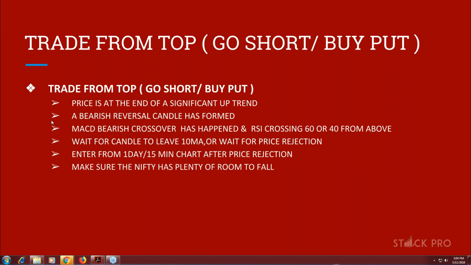So what are the conditions? Price is at the end of a significant uptrend, meaning the stock has been just going up and up and up. A bearish reversal candle has formed. So what is a bearish reversal candle? Stock opens gap up and then comes down and closes below the previous candle, right? That's a bearish engulfing candle.